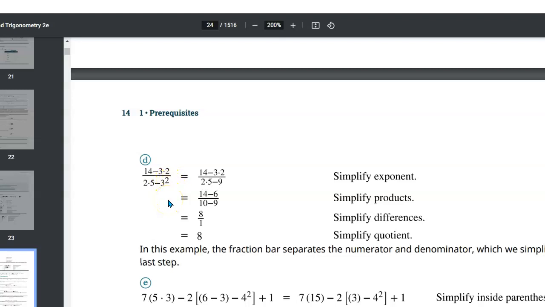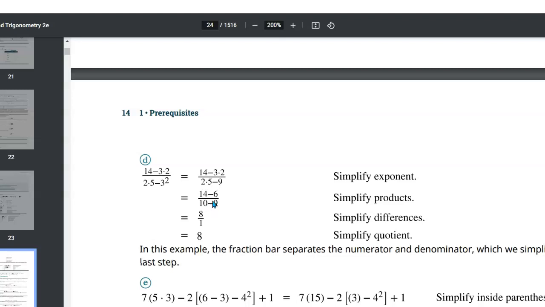So there's coating in a fraction. There's a coating, like an aspirin coating around separately the numerator and separately the denominator. That's why you do the numerator separate and the denominator separate. So you go ahead and do your stuff in the numerator and your stuff in the denominator. 3 squared is 9 from PEMDAS. You go and do the 2 times 5 and the 3 times 2. You get separately the 6 and the 10.